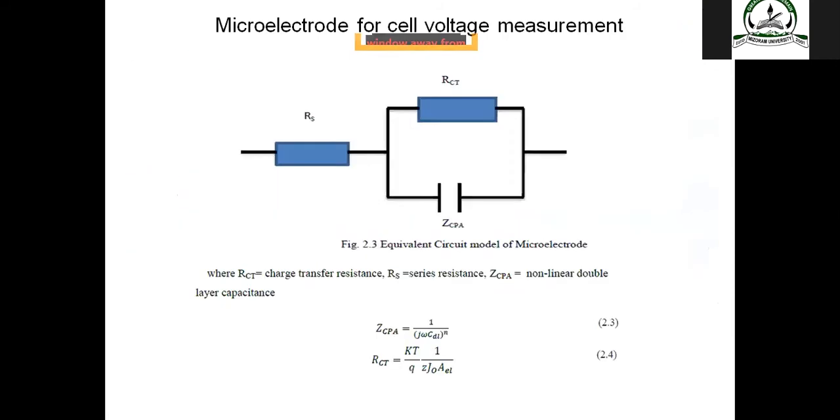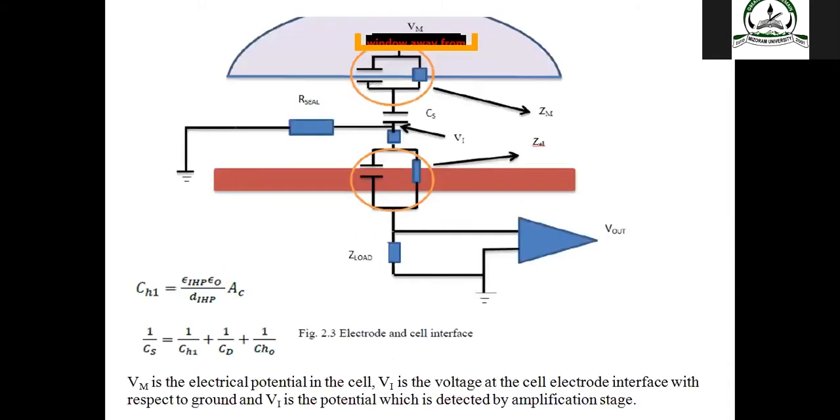Mathematical equation: we have used the transmission line model. Why is it related to electronics? Because we have to use the transmission line model for analysis. The transmission line model in microwave communication we have studied, so the same mathematical model we have used here.